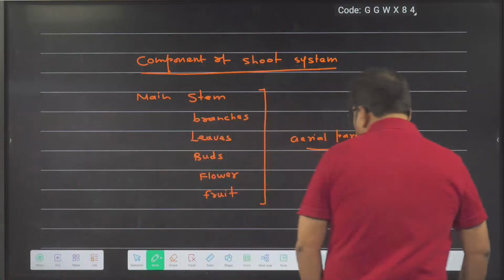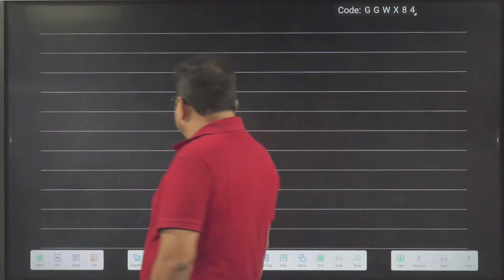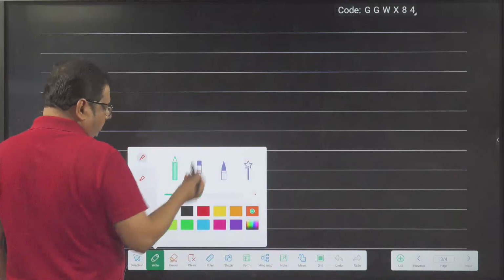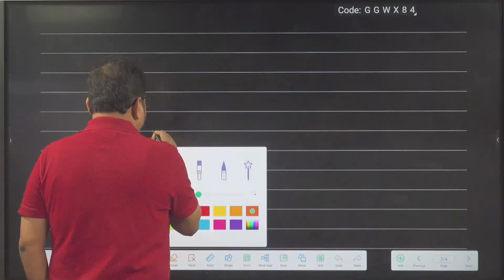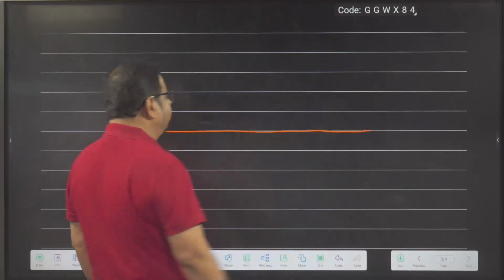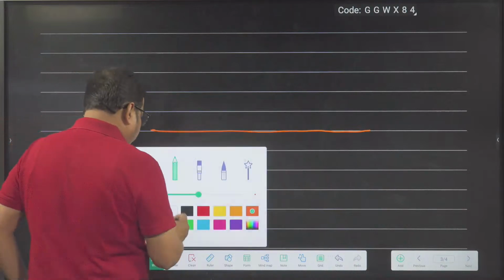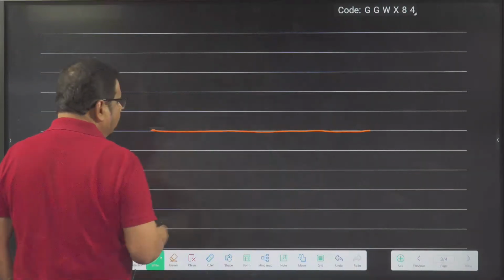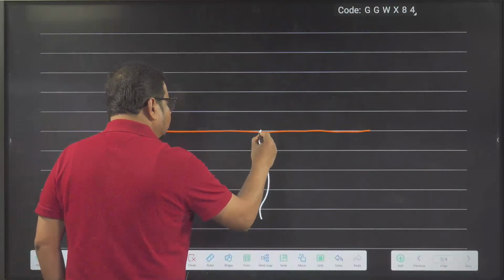Now we are just going to talk about these two components diagrammatically. Just give your attention. We are just starting with the very basics. Got the idea? So we are just starting these things diagrammatically. Here, suppose this is the soil surface. So if you talk about a flowering plant, I am just drawing the part of the flowering plant below the soil.